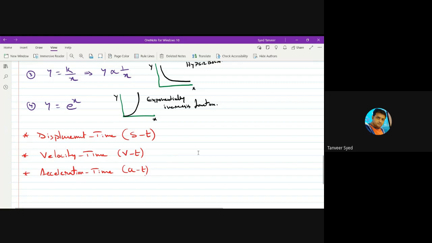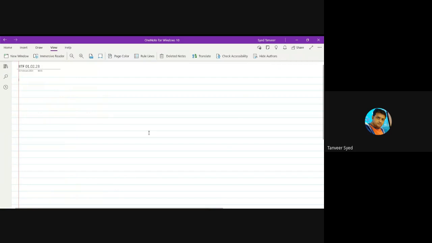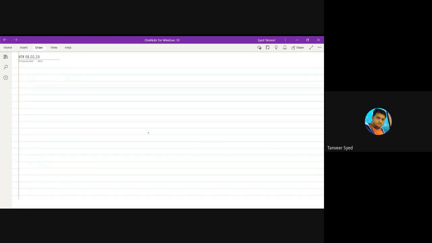Now, coming to the physics part, we have to study three types of graphs: displacement time, velocity time, and acceleration time graphs.